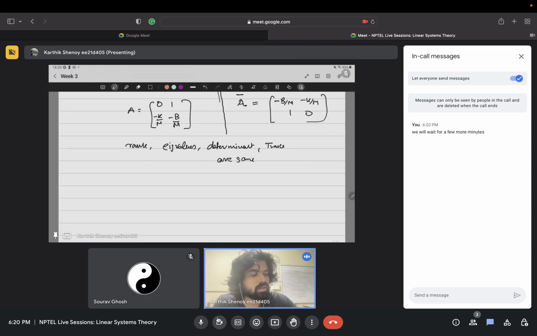So how do you relate these two matrices? You can relate these two matrices by P inverse A bar P. There exists an invertible matrix P such that you can write A equal to P inverse A bar P. You can always find that matrix in this case. So that's the idea of similarity transformation, and why do you need it.